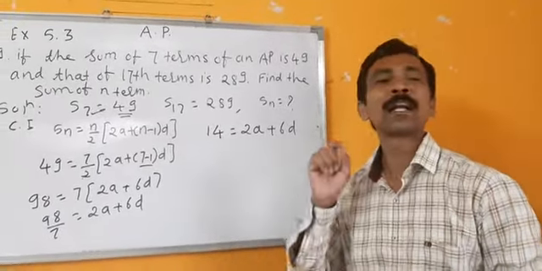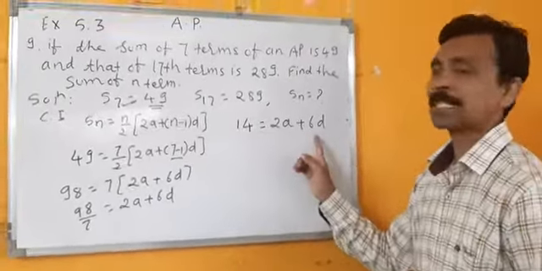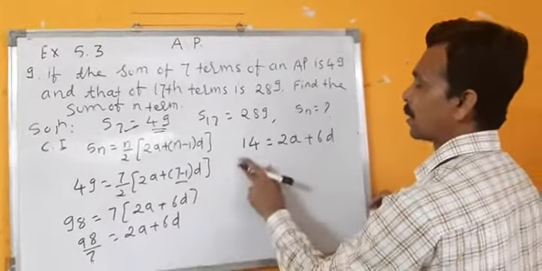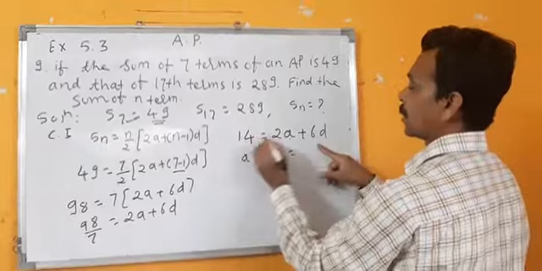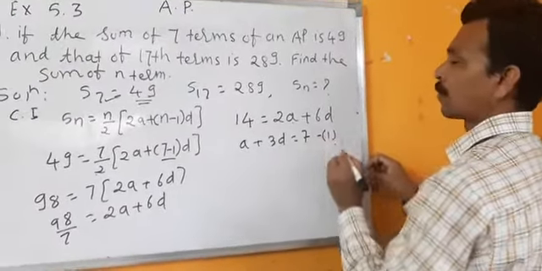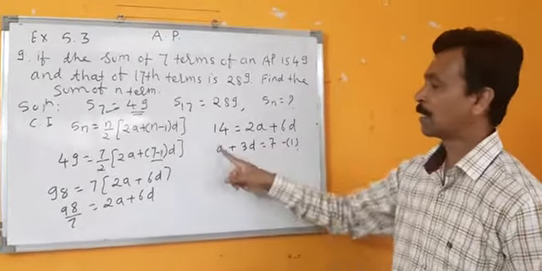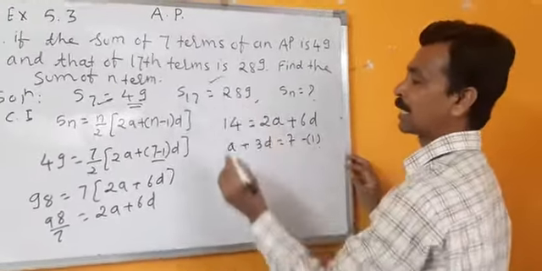If we can reduce the equation, we should reduce it. Yes, this can be reduced by dividing the whole equation by 2. It becomes a plus 3d is equal to 7, because 2 by 2 is 1, 6 by 2 is 3, and 14 by 2 is 7. This is equation number 1. Now I use S17.